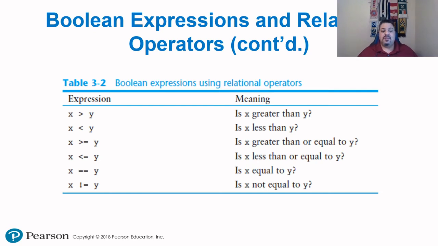Here's a recap. This is in chapter 3 of your Python book. Basically, greater than, less than, greater than or equal to, less than or equal to, and not equal to. Those are your common expressions and relational operators. Now, this is just for numbers for right now. We'll talk about strings shortly.